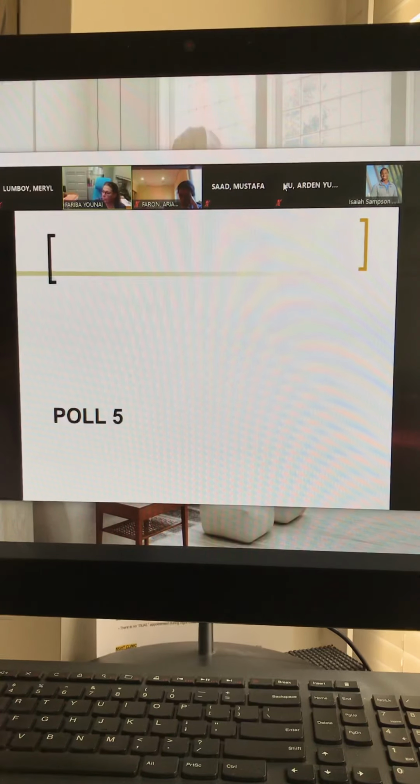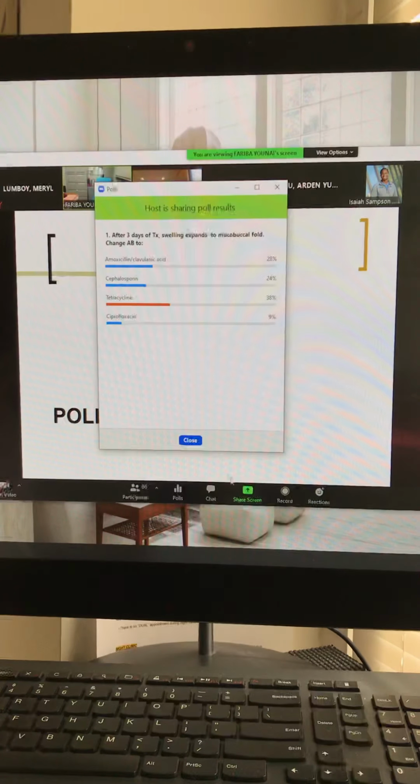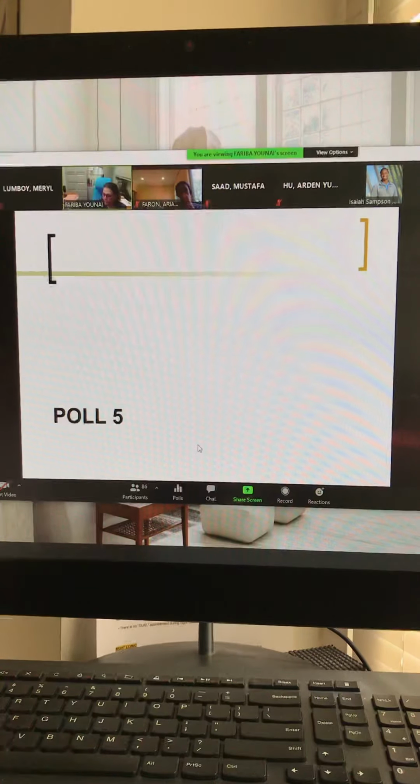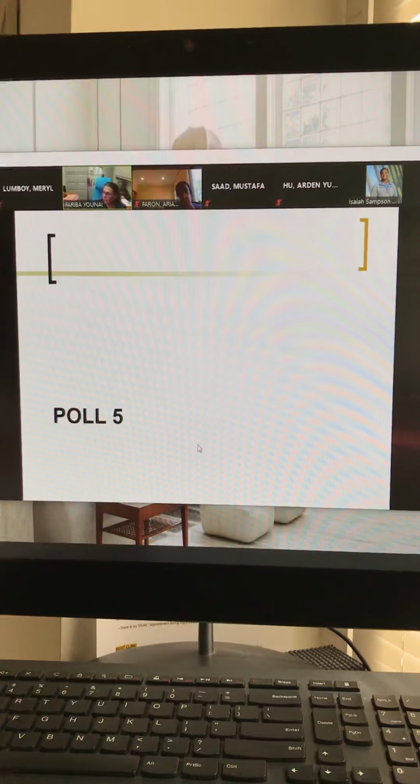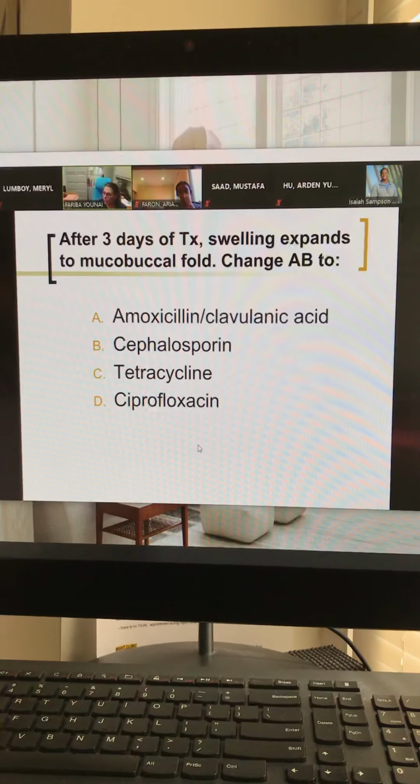Okay, so the majority will be tetracycline, and then the next one would be the amoxicillin clavulanic acid combination. And of course, that is the right answer.